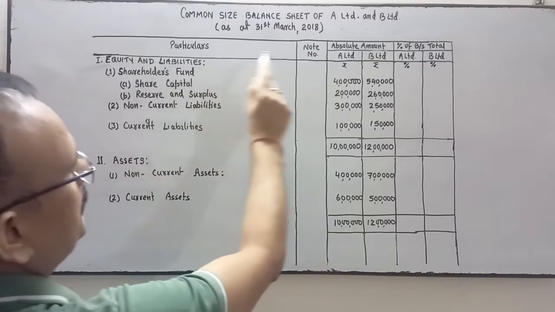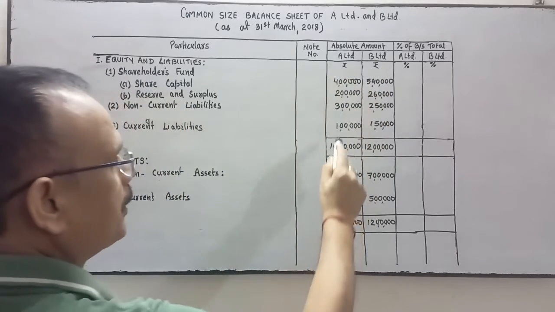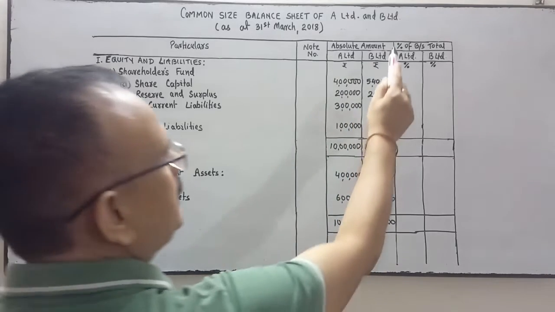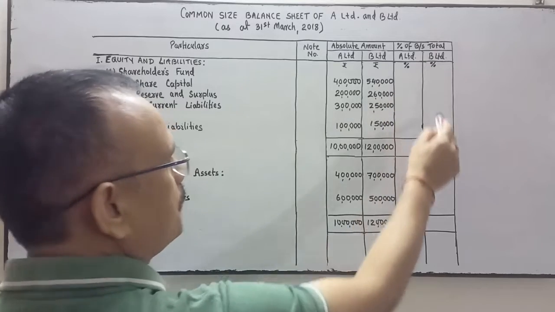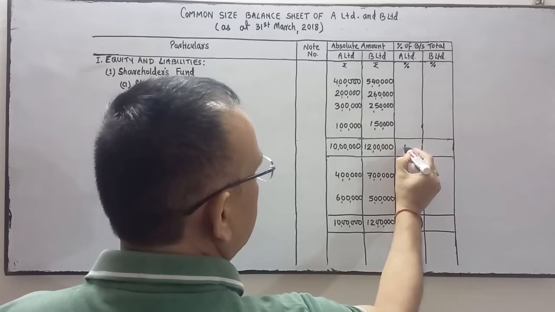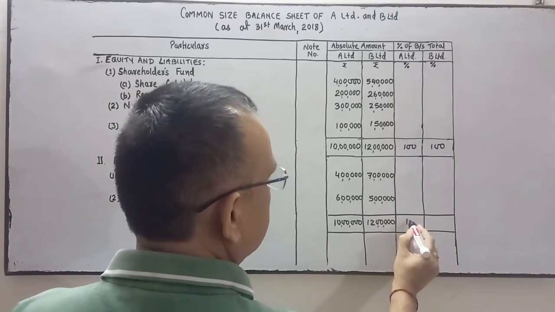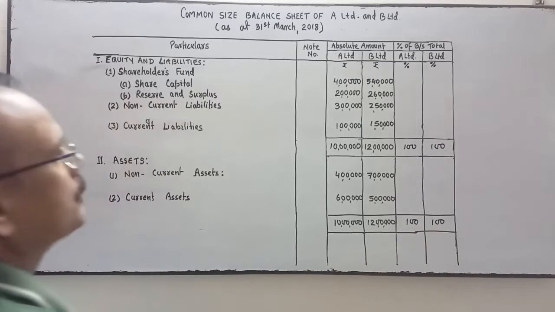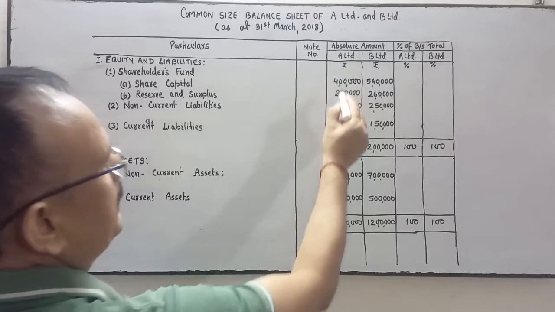So the format is the same: particulars, note number, absolute amount. We will write the figures of A Limited and B Limited, absolute figures, and then percentage of balance sheet total for A Limited, and this is for the B Limited column. Total will be taken as 100, and thereafter we will calculate the percentage. So first of all, we start with A Limited.